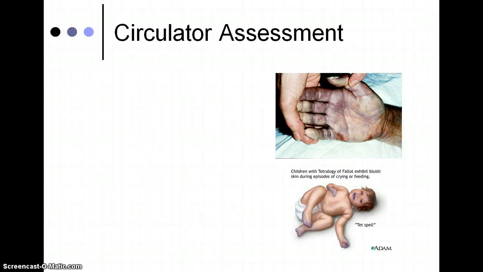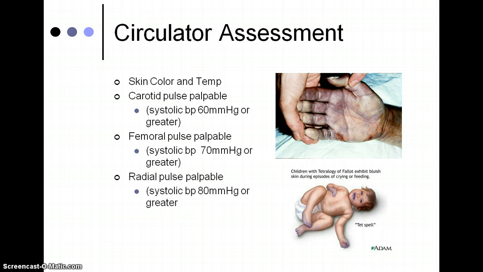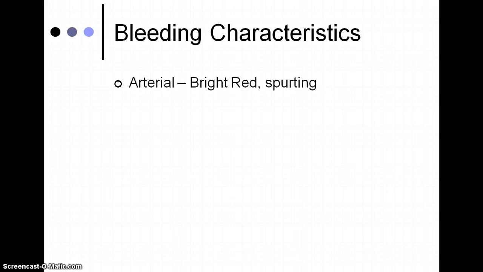You want to look at the circulation. Are their hands blue? Is their mouth blue? Also the temperature, their pulse. Notice the different pulse rates at the different levels that you check the pulse. You want to look for bleeding and notice what type of bleeding, what color bleeding, or the flow of bleeding goes with what type of injury.